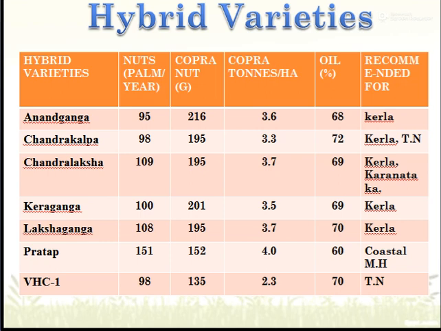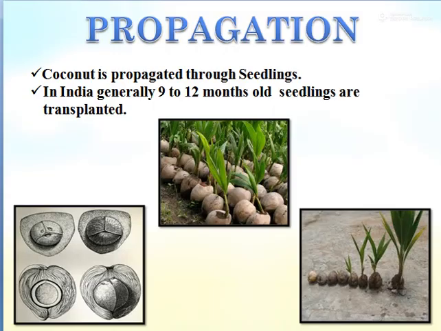Then after the hybrid varieties, we will see the propagation of coconut. Coconut is mainly propagated through seedlings. In India, generally 9 to 12 month old seedlings are transplanted. These are the pictures of coconut seedlings.